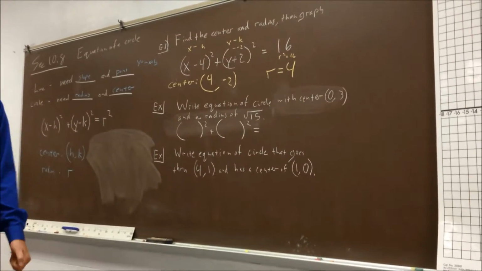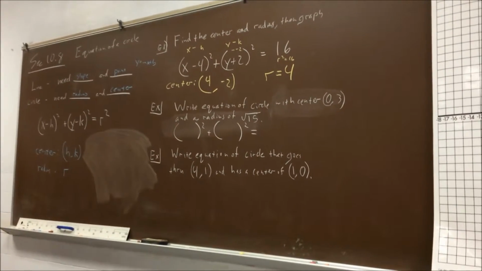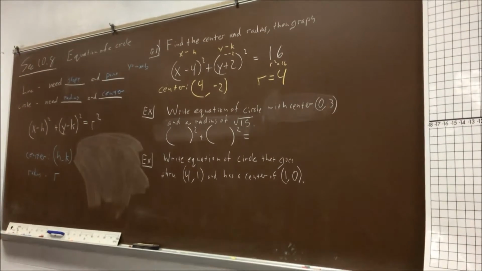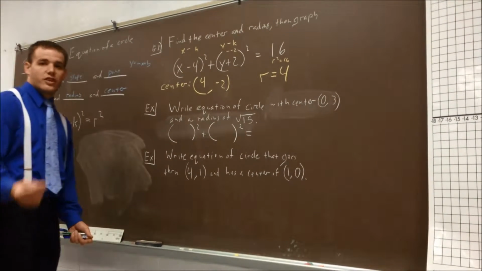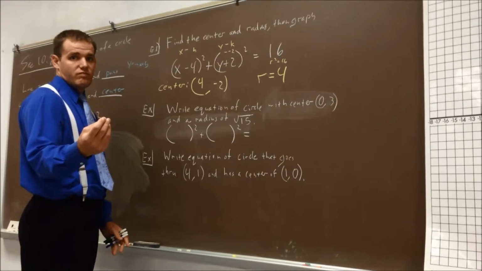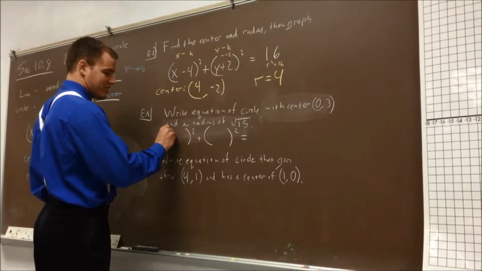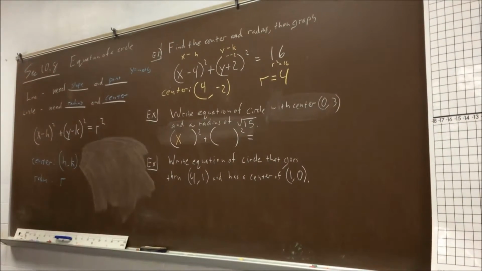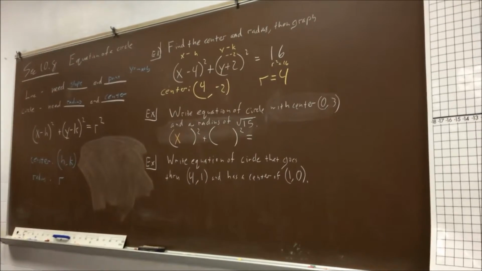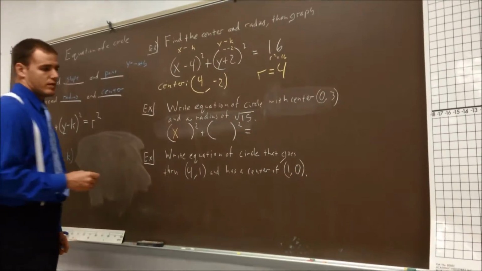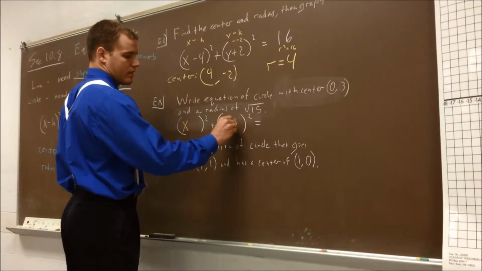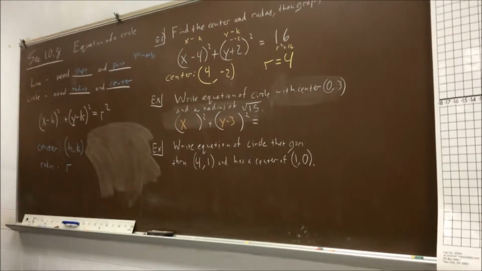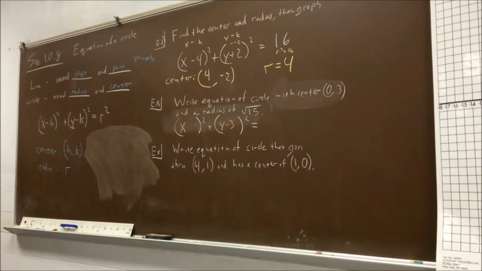Mr. Sanders, you're the man here. Okay, well, maybe x minus 0, which is just x. We're not going to write the minus 0. Good? Then it'd be y minus 3, and that's all squared. Good? And then what? Equal to the radical 15.